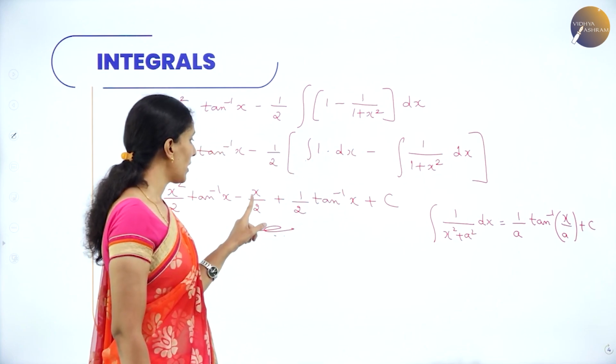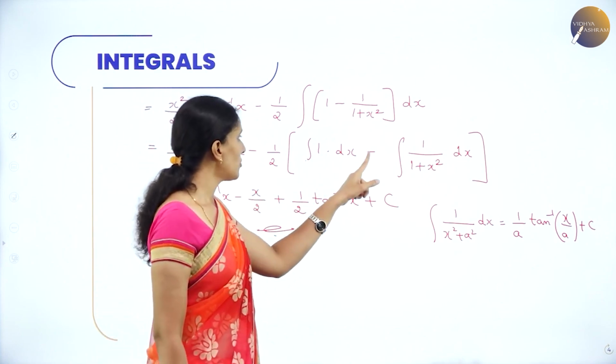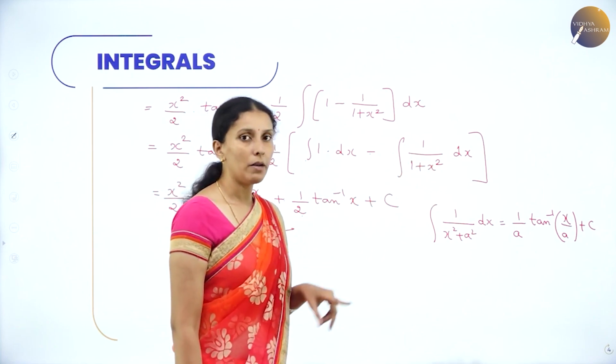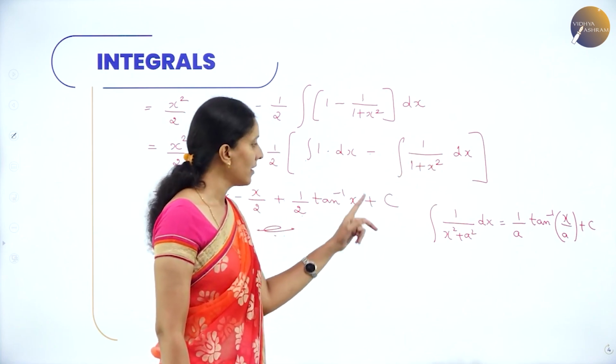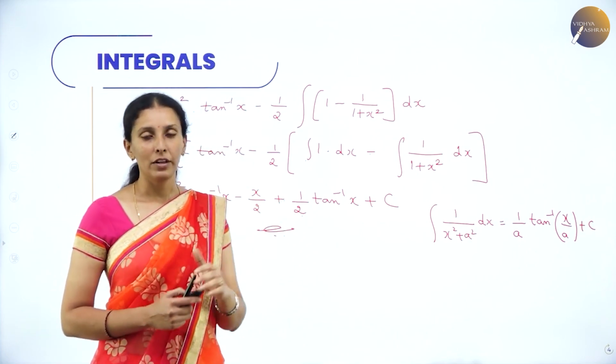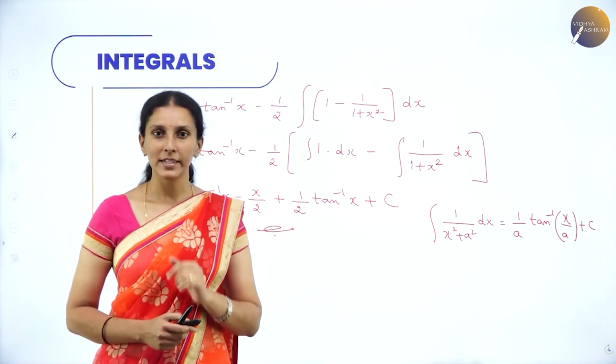x into 1 by 2 becomes x by 2. Next, minus into minus is plus. 1 by 2 we have. Integral of 1 over 1 plus x square is tan inverse x plus integration constant. So this is the integral value of x into tan inverse x.